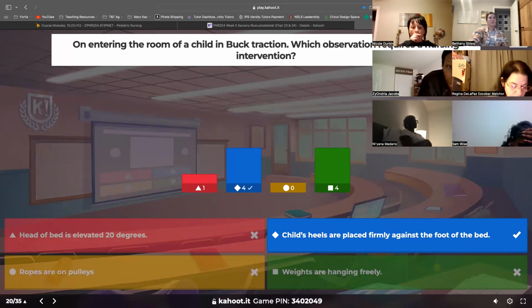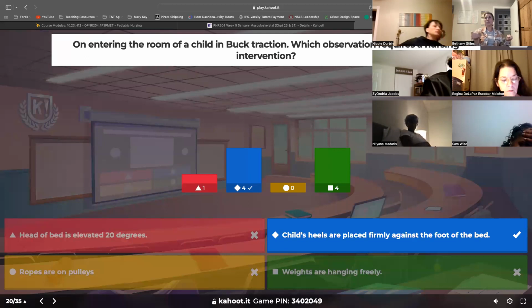What's going to require nursing intervention for a patient in traction is when you find their heels firmly placed against the foot of the bed. That's Buck's traction; they're not going to be able to straighten out that fracture if they're pushed all the way against the bed.